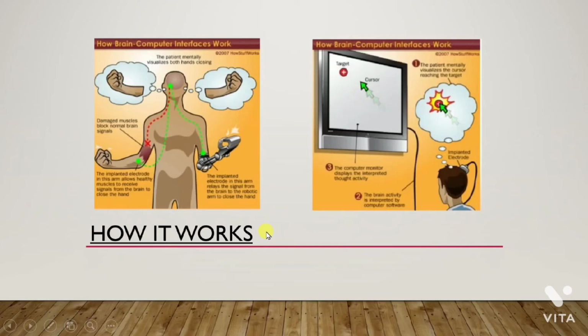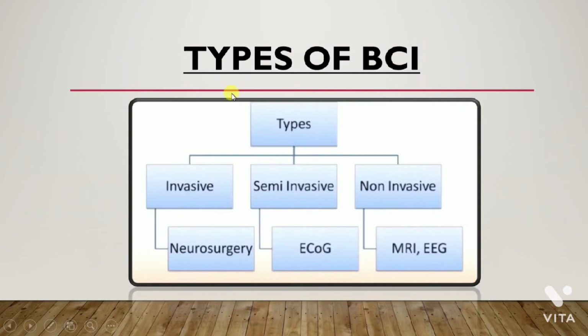So let's see how this brain-computer interface works and what are the types of brain-computer interface. So there are three types of brain-computer interfaces till date. That is invasive, semi-invasive and non-invasive. Invasive uses the technology known as neurosurgery. Semi-invasive uses a technology of ECoG and non-invasive uses a technology of MRI or EEG.